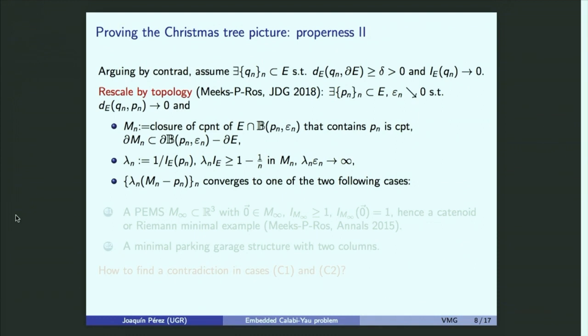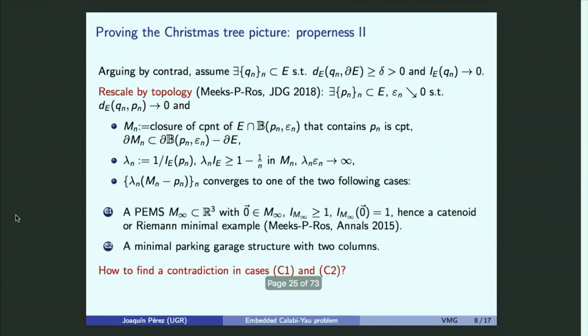Then the sequence of rescaled Mn's, up to a subsequence, converges to one of two possibilities: either a properly embedded minimal surface in R3 passing through the origin, with injectivity radius at least 1 everywhere and 1 at the origin, or a minimal parking garage structure with 2 columns, something strange that I will explain in a minute. Okay, so go here again.